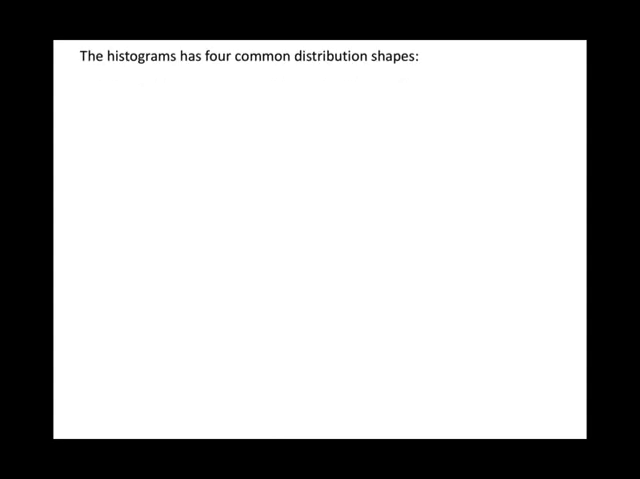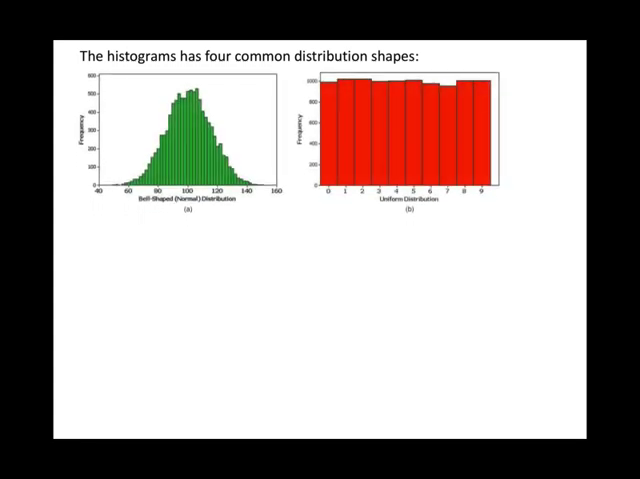Histograms have four common distribution shapes. The first one is a normal distribution. It looks like a bell shape. Remember, the normal distribution means the frequency starts low and then increases until it reaches the maximum, and then goes back to low again. It's about symmetric. And the second one is a uniform distribution. That means the frequency is about the same here.